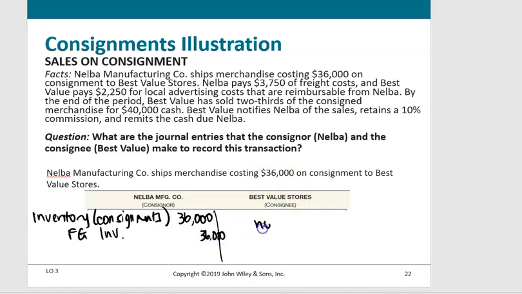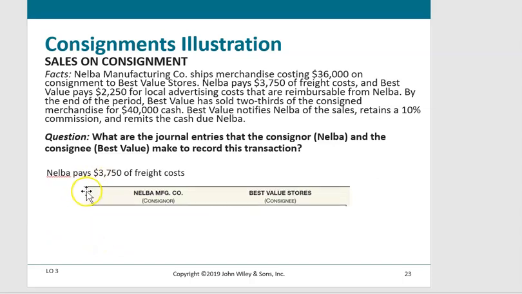And no entry for the consignee. They receive these goods, but they don't make the entry because the consignor continues to hold them in their inventory. Now, let's say we're taking this out of finished goods, but if the company had produced it, we could record the cost of producing that inventory.